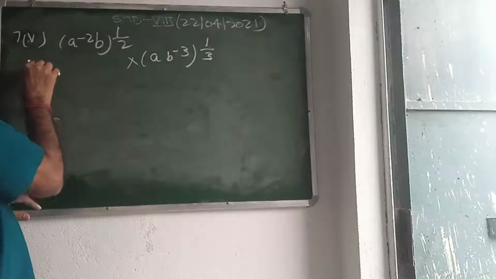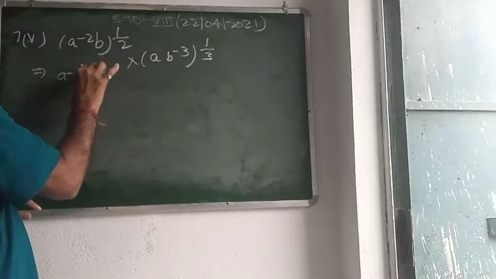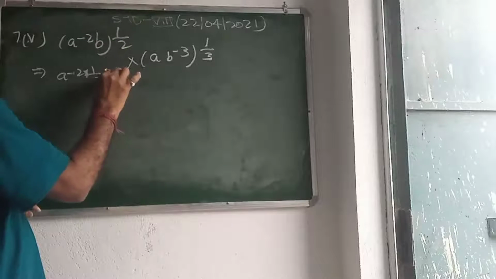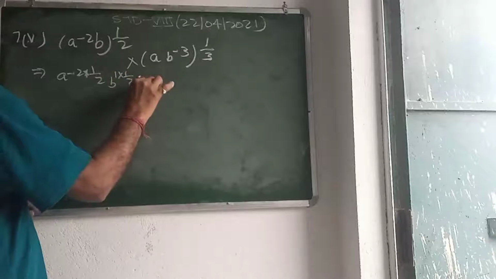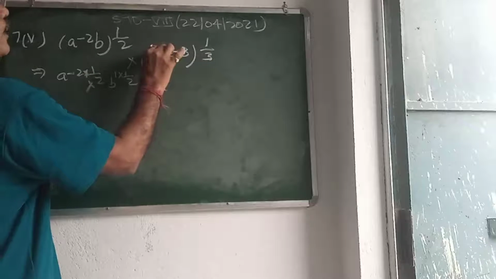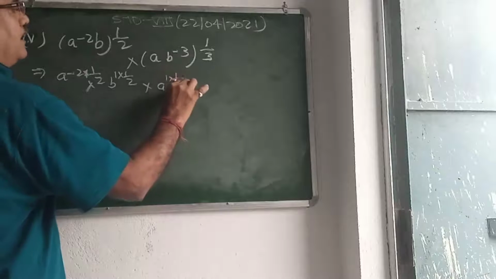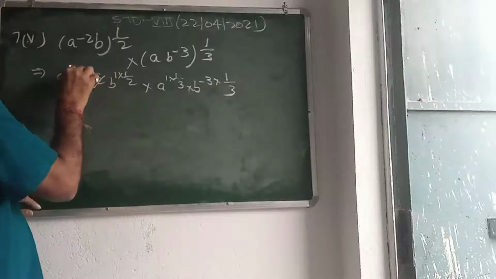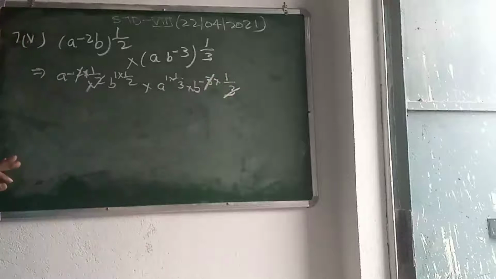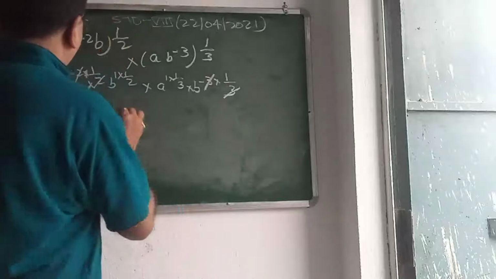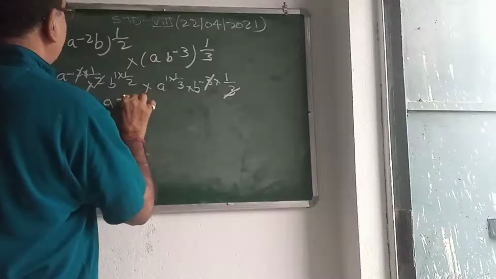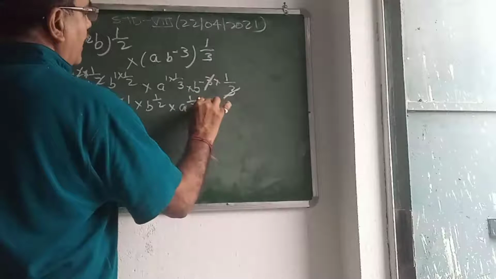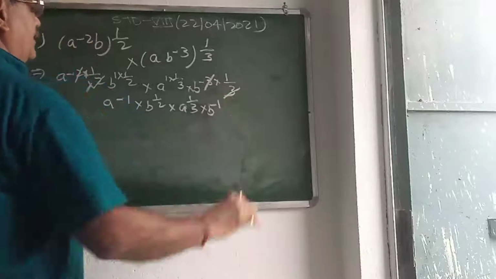So the solution here: a to the power minus 2 into 1 by 2, the power will multiply by 1 by 2, b's power is 1 here, multiplied by 1 by 2. Here a to the power 1, the power multiplied by 1 by 3, into b to the power minus 3, the power multiplied by 1 by 3. So these two will be cancelled, these three will be cancelled. So what is left? Left here is a to the power minus 1 into b to the power 1 by 2 into a to the power 1 by 3 and b to the power minus 1 is left.